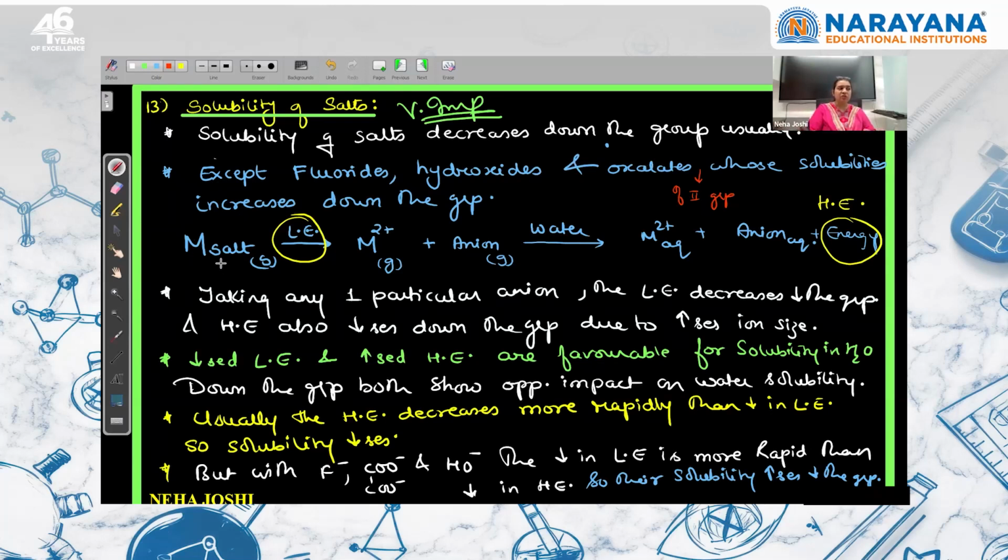Now, when you have a solid salt, how is the solubility observed? First, it absorbs lattice energy. You have M2+ and the anion in gaseous form. Then these dissolve in water and release hydration energy. This lattice energy is absorbed, this hydration energy is released, and the dissolution will be more favorable if the overall change is more and more negative.